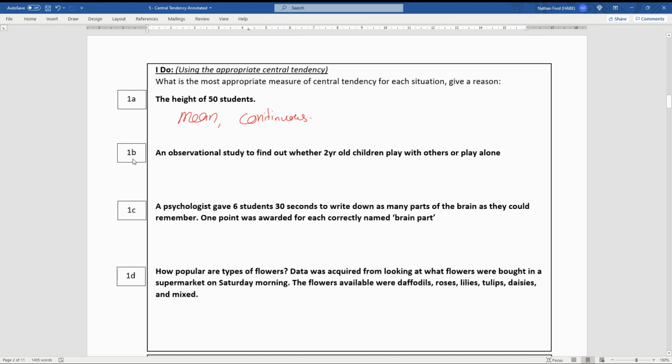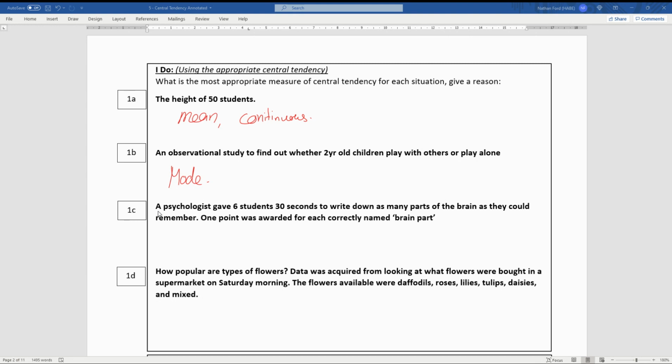Number B, an observational study to find out whether 2-year-old children play with others or play alone. So in this case, we've only got two main options. It's going to be others or play alone. I would actually say the best option here would be mode, because we just want to find out what comes up most often, whether they're playing with others or playing alone. Now you might have different ranges here, how it's going to be done, but that's really good.